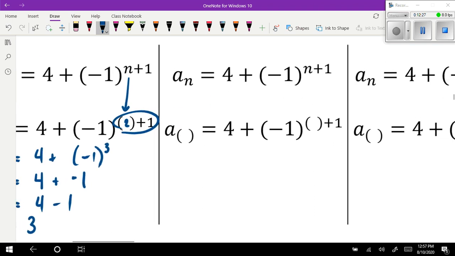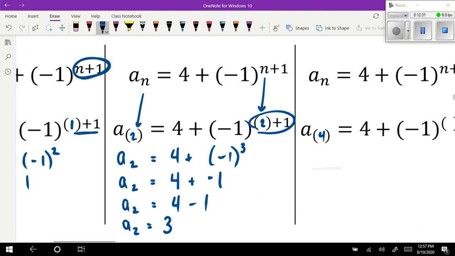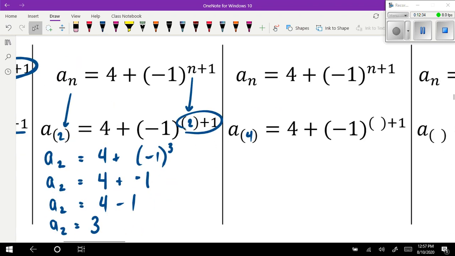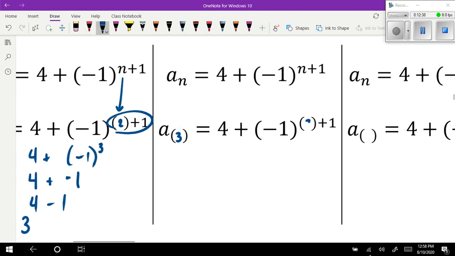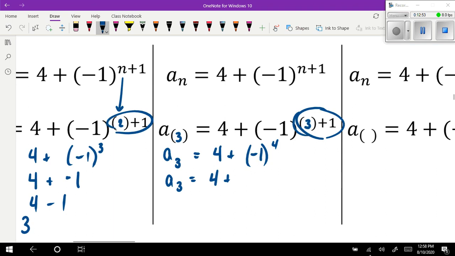Let's move on and do a sub 4. Nope, a sub 3. Sorry about that. So now I'm going to put a 3 in for my n. This will yield a sub 3 is equal to 4 plus negative 1 to the 4th. We see that? This is going to give me a 4. So my a sub 3, you probably already have this answer off the top of your head, but this is just going to be a positive 1 right here. A sub 3 is equal to 5.